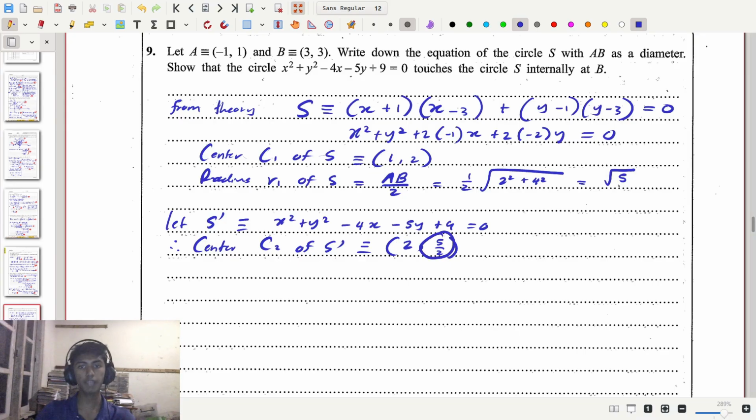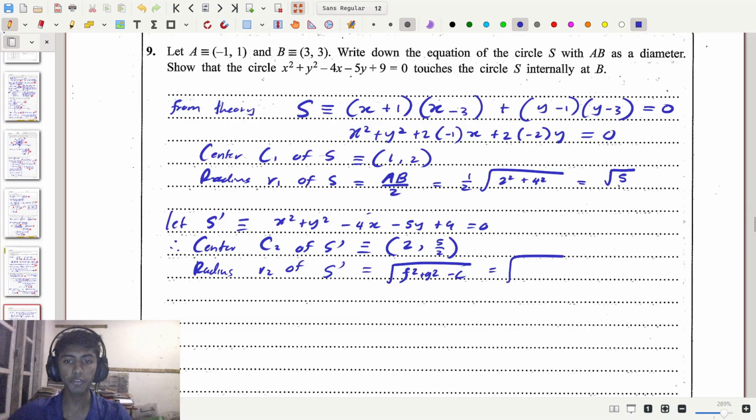Now considering that, if we then take a look at the radius R2 of S dash, for this one we will use the formula: the square root of f squared plus g squared minus c. In this case, f squared is going to be equal to negative 2 squared, which is also equal to 2 squared. We could use that, but we'll do it properly and substitute f squared as negative 2 squared, plus g squared, which is negative 5 over 2 squared, minus c, which is 9.